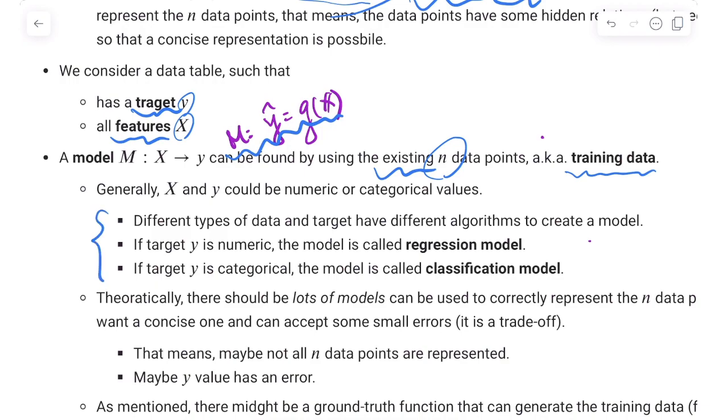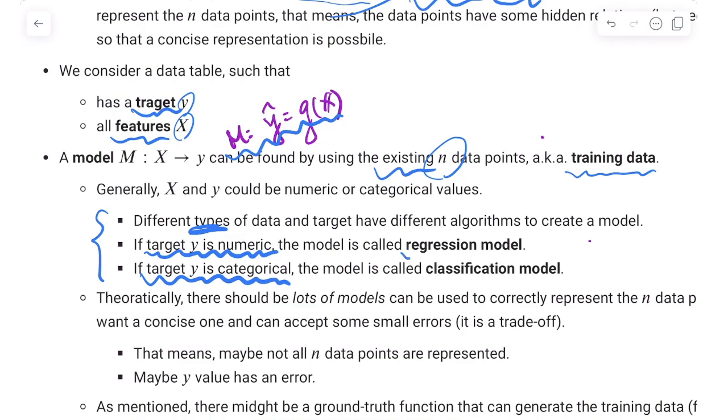But there are several different algorithms, and not all of the algorithms can find the relationship between different types of data. Basically, the algorithms are divided into two different categories. It depends on whether the target y is a numeric field or the target y is categorical, for example yes or no, class A, class B, class C, black, green, red. That is categorical data.